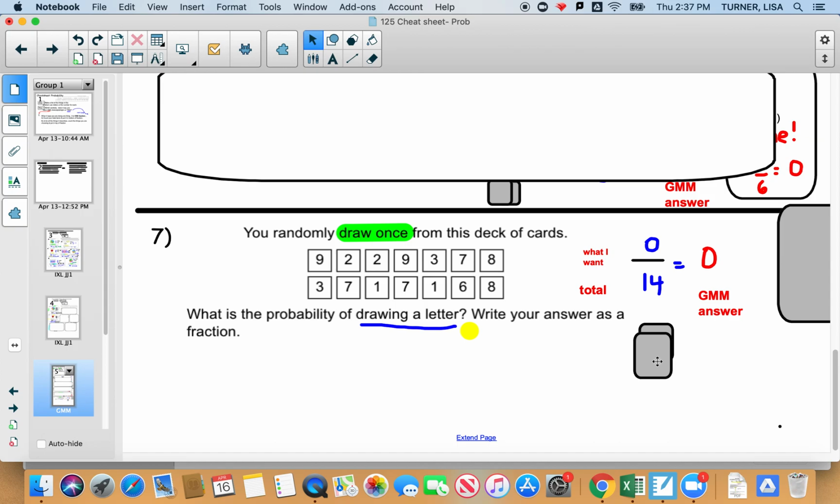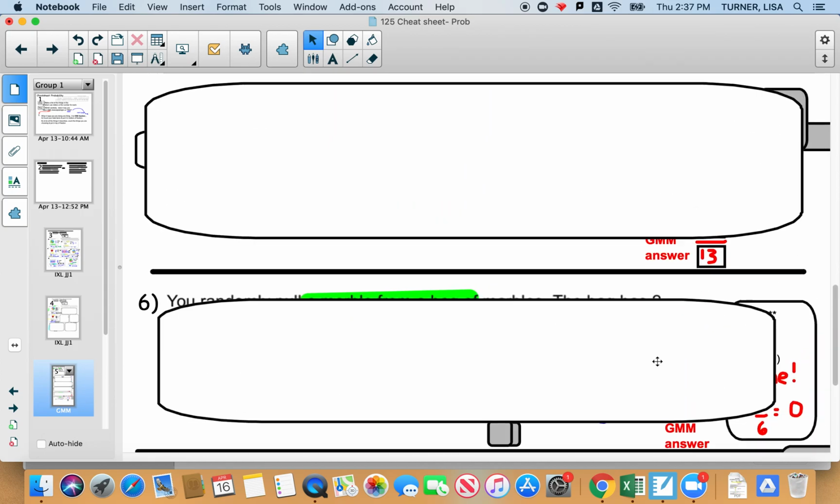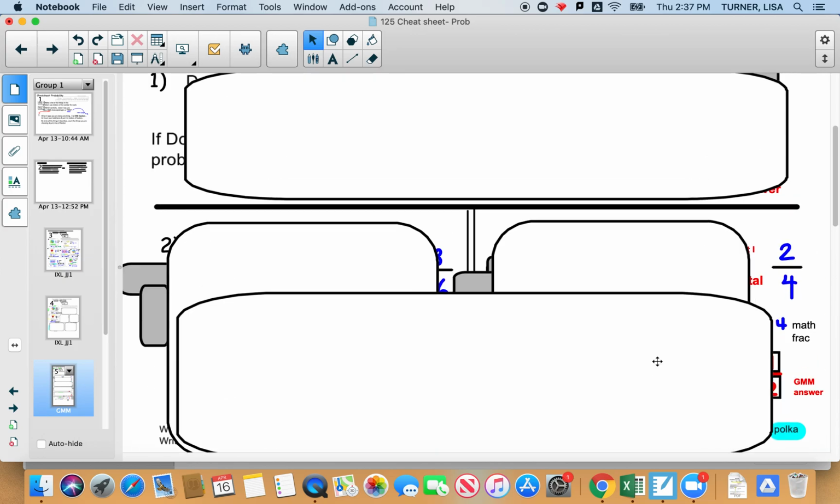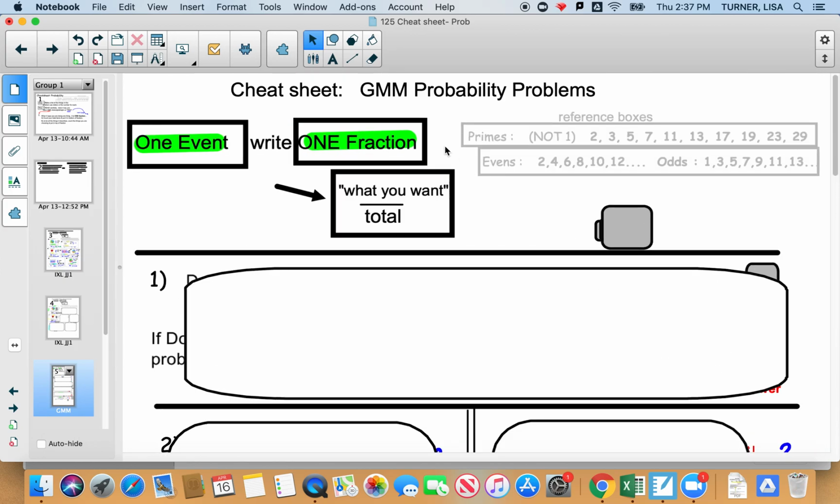These are the kinds you're going to see. Make sure that you click open and have this cheat sheet as a tab open as you work in GMM. The problems are all like this.